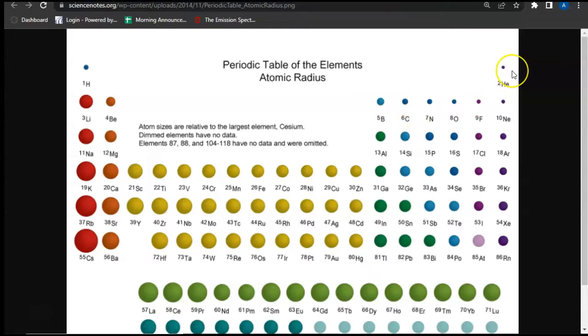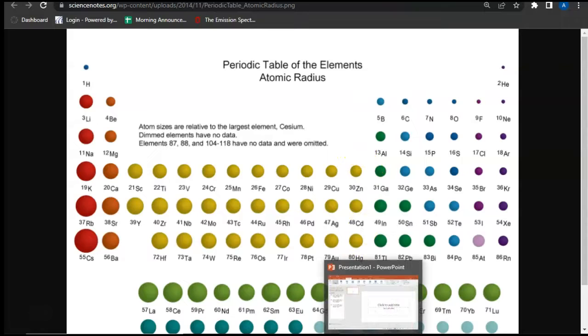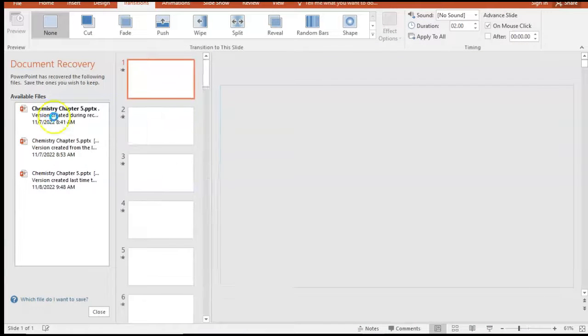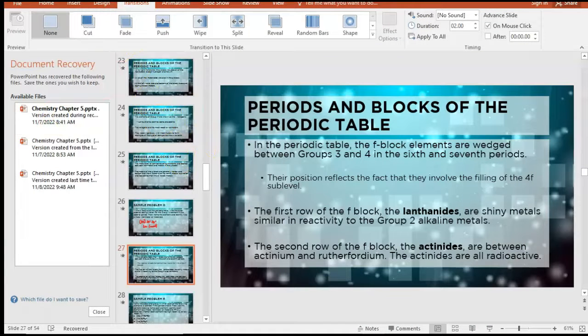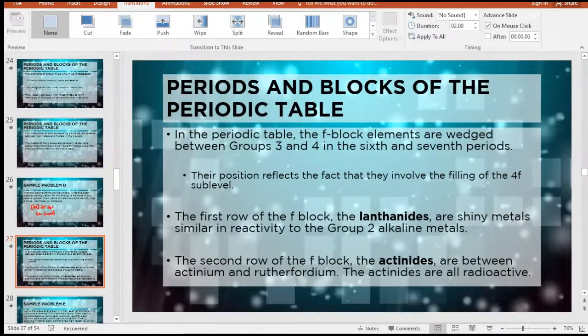So when you're comparing elements, think the general trend is as I go up and to the right, it gets smaller. If I'm looking at, for instance, copper versus zinc, zinc is to the right, so zinc is smaller. If I'm looking at copper versus silver, copper is above silver, so it's smaller. So keep that in mind as we look at our trends in general.